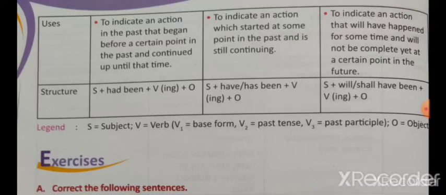So the first event is that he will be eating the sweets and the second event will be when the other person will arrive. So he will be eating. So the first action will be taking place when the second action comes in.